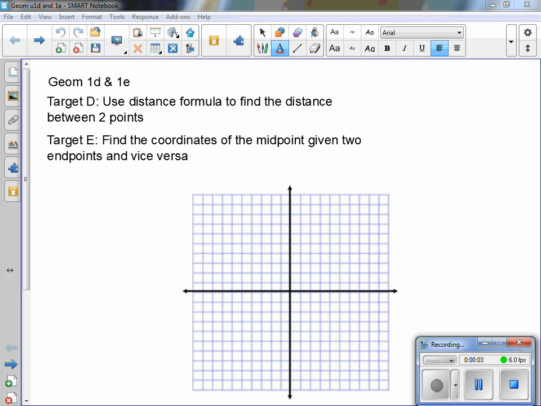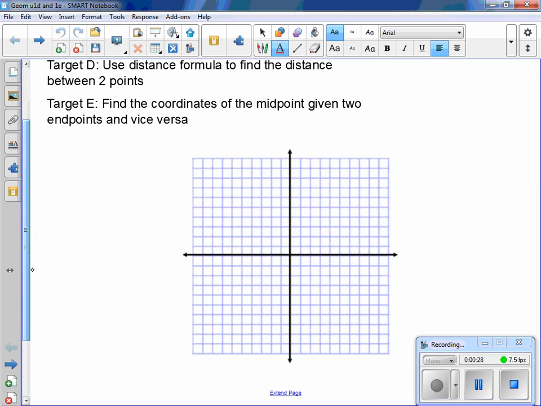So this is geometry, target B and target E. Dr. Turner's class, we're going to be looking at the distance formula, how to find the distance between 2 points. We'll also be looking at the midpoint, which is defined in the middle, using that midpoint formula to find the middle point and also the 2 endpoints of the line. So to start off, let's look at the distance formula.